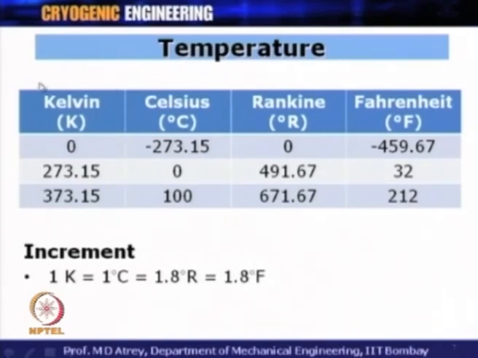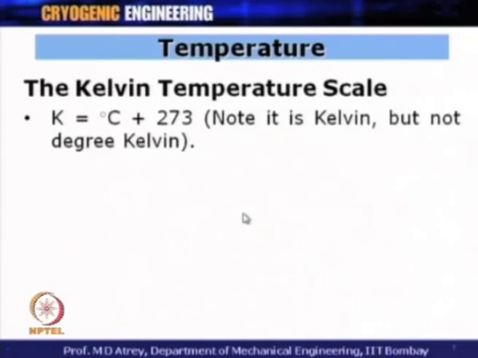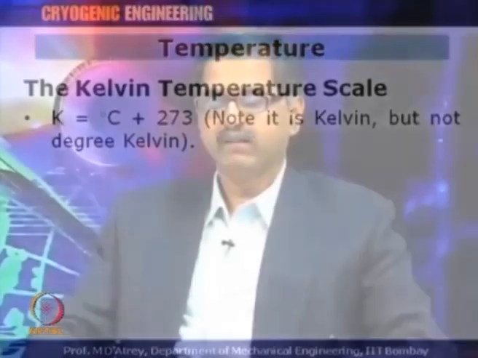Normally, I will refer only in Kelvin in my further discussion. In cryogenics, I will always refer to temperatures in the Kelvin range. So, the Kelvin temperature is normally whatever degree centigrade plus 273. What is important to note here is it is only Kelvin, it is not degree Kelvin, while all other temperature scales are degree centigrade, degree Rankine and degree Fahrenheit. But while referring to Kelvin, I will say 20 Kelvin and not 20 degree Kelvin. This is a mistake a lot of people make, and therefore, I would like to point out that it is only Kelvin and not degree Kelvin.